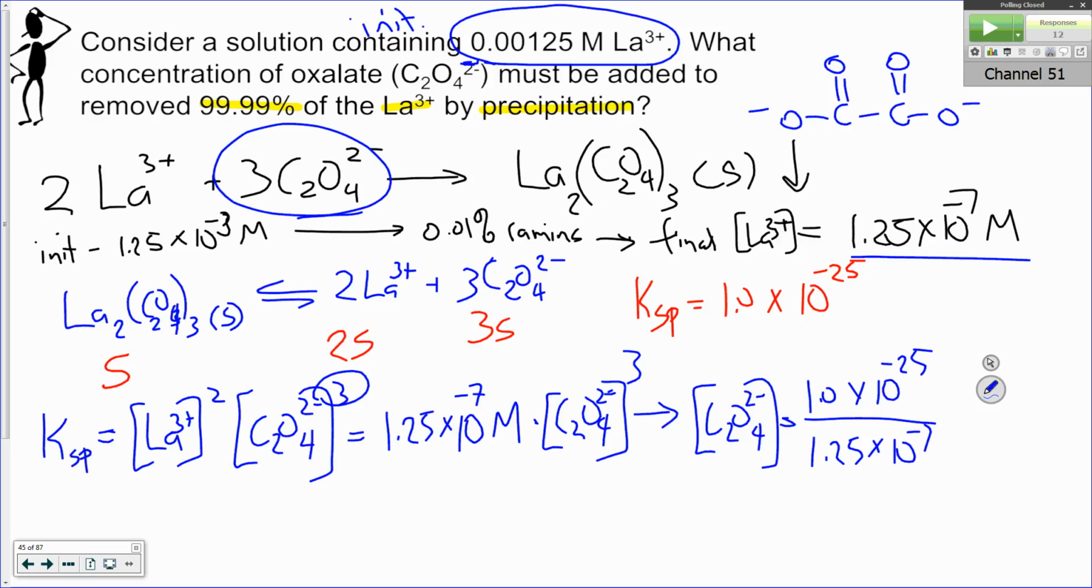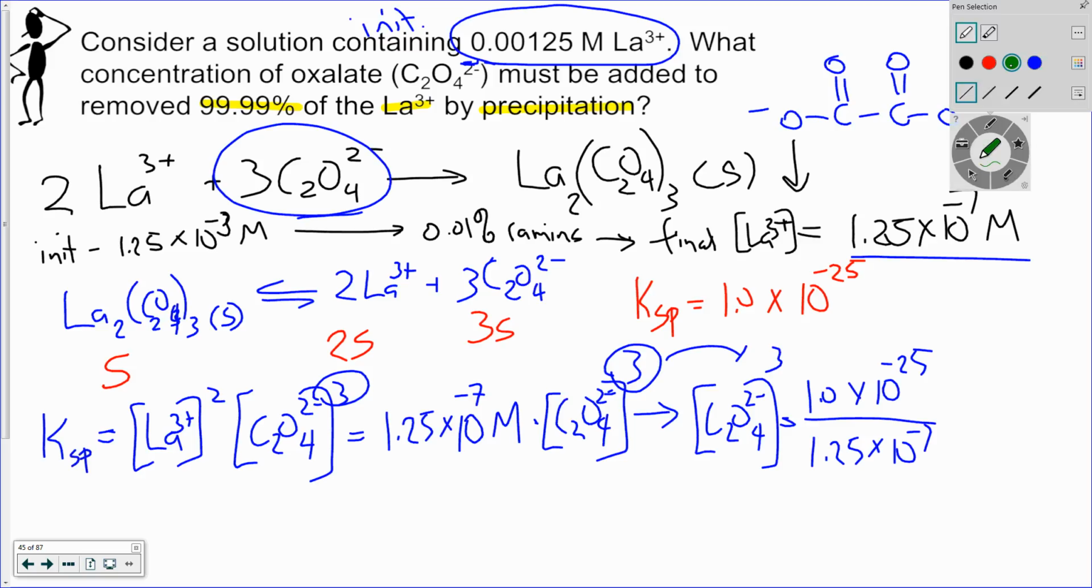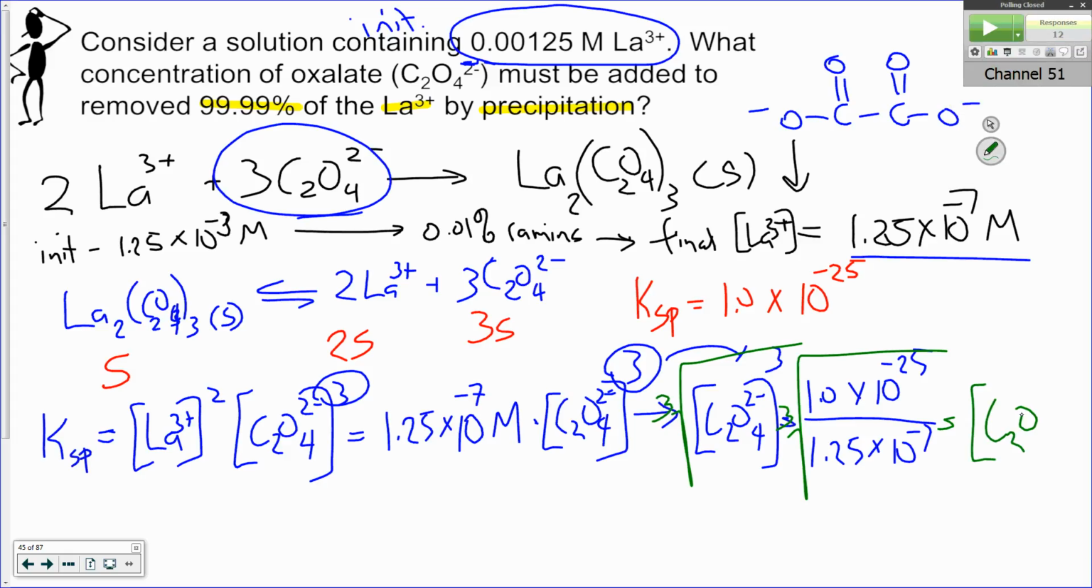In the same way, this was cubed here. That means it's cubed here. How did I get rid of something cubed? Take the cube root of it on both sides. So I'm going to take the cube root of this guy and the cube root of this guy. And that's going to equal the concentration of the oxalate. So Ksp divided by the final concentration.